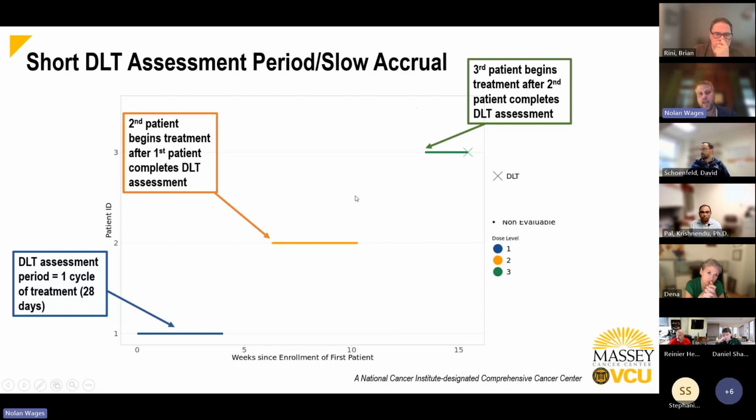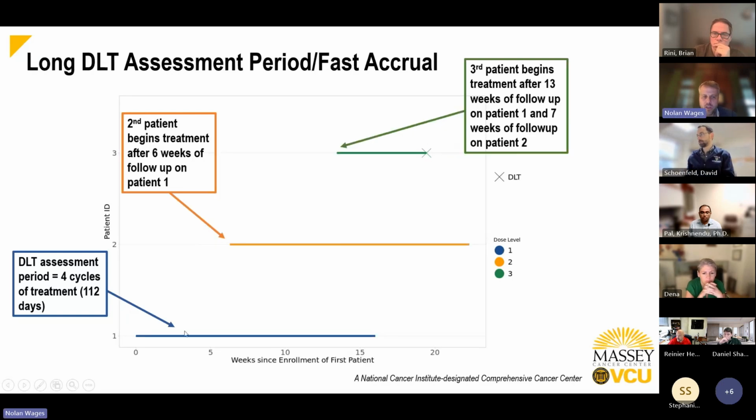And then the third patient comes on. This is the assumption being made in CRM and BOIN, that we have these fully observed observations as we make dose assignments. But with longer DLT assessment windows or fast accrual, this could happen with either one of those or both of those situations.